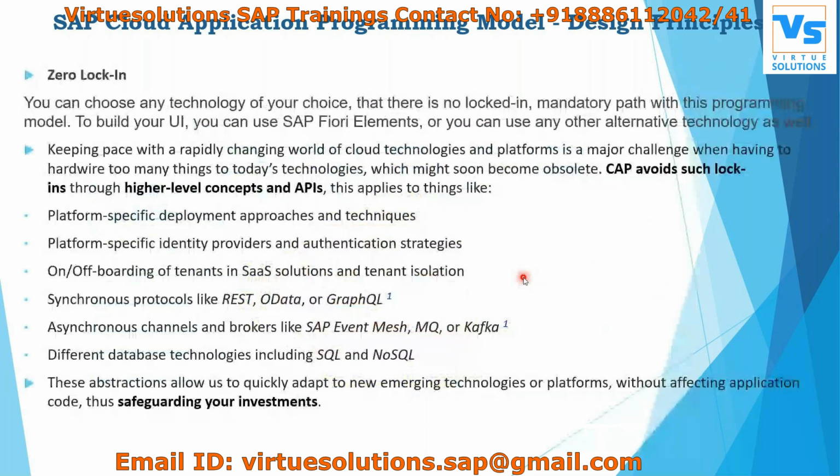Next, zero lock-in. As we discussed previously, you can choose any technology of your choice, which means there is no lock-in. You can bring your own UI: AngularJS, React, SAP Fiori, Fiori Elements, UI5, whatever you want. There is no lock-in that you should use only this. Platform-specific deployment approaches and identity provider authentication strategies are there, as well as offboarding mechanisms. For synchronous protocols you can use REST, OData, or GraphQL. For asynchronous channels and brokers, you can use SAP Event Mesh, MQ, or Kafka. You can connect different databases. There is no lock-in, you can do whatever you want. That is what this diagram talks about. Clear?